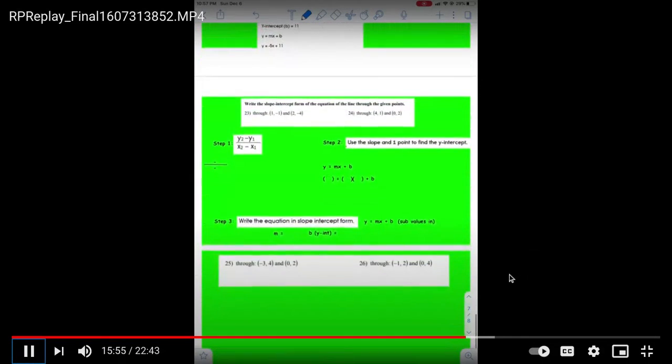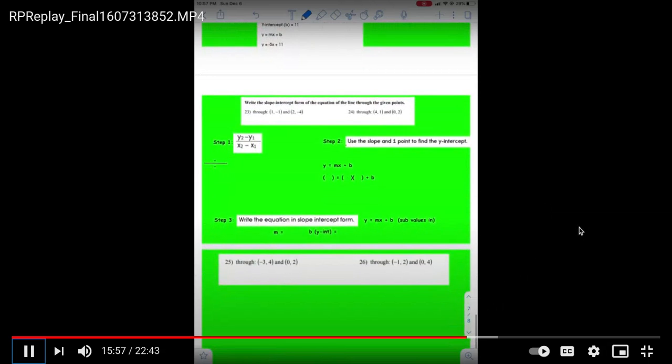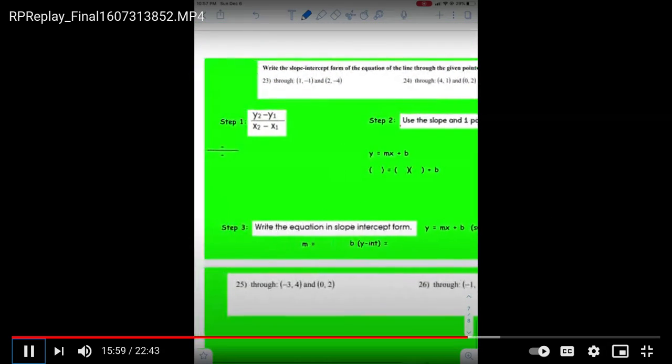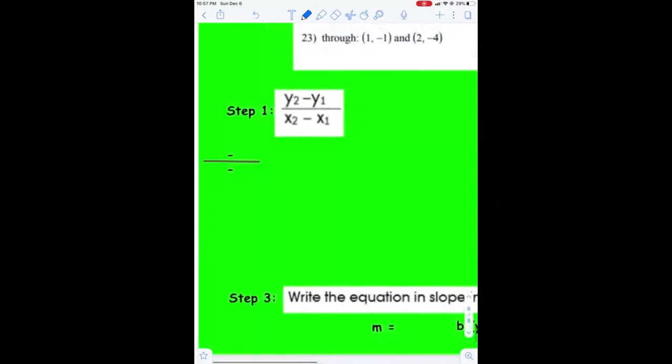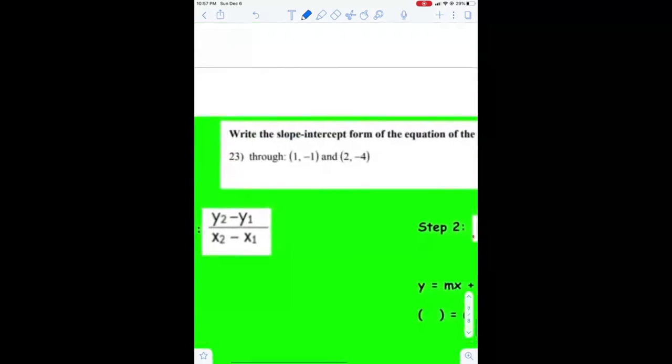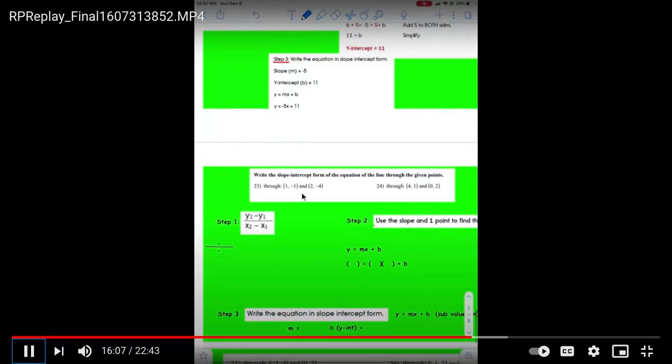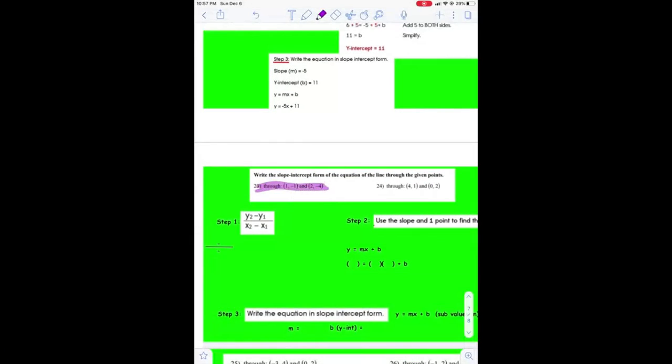So now we're going to practice in the event that we are given 2 points. So you're not given the slope or the y-intercept. You're just given 2 points and asked to figure it out. So we are going to start with given that our line goes through (1, -1) and (2, -4).